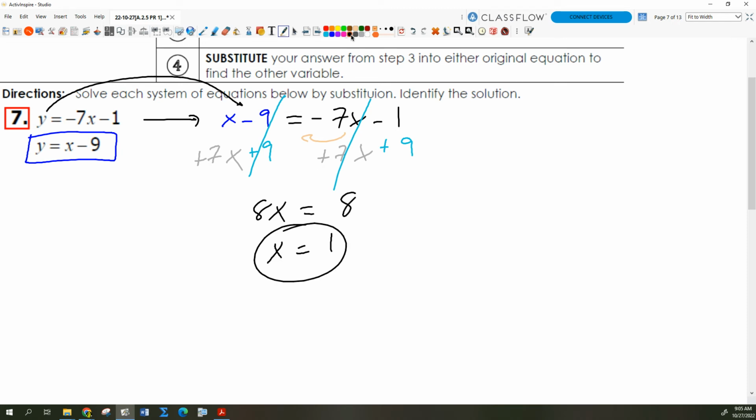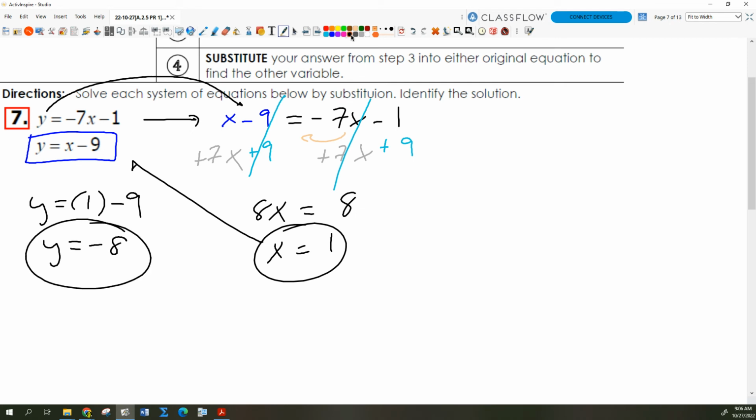Am I done? No, because I'm solving a system, right, with two variables. So my solution has to look like an ordered pair, a value of x and y. So where do I go to find y? That's why I put a box around it, right? Because I'm going to go back to that substitution equation. So I'm going to plug the x in there, and I get y equals, instead of x, I get 1 minus 9. So y equals what? Negative 8. Right? And I take both of those together as an ordered pair, and my solution is 1, negative 8. Okay.